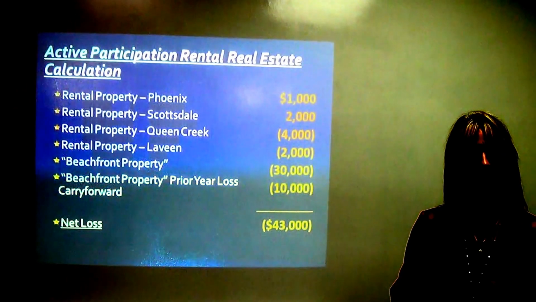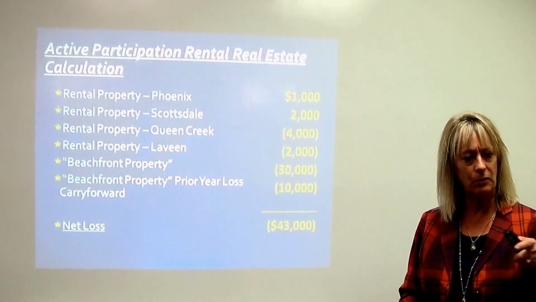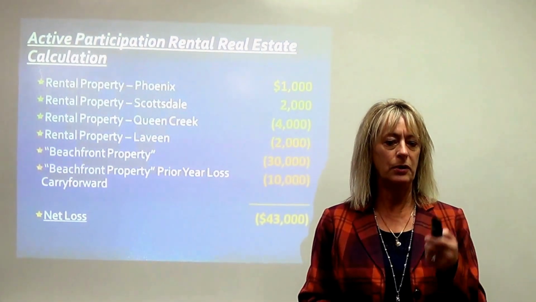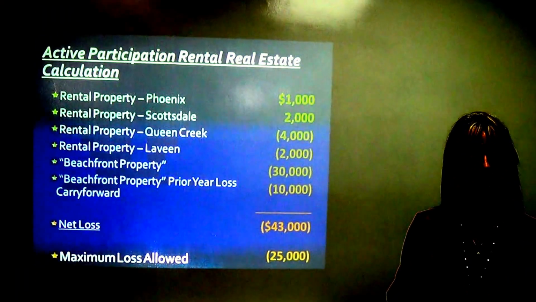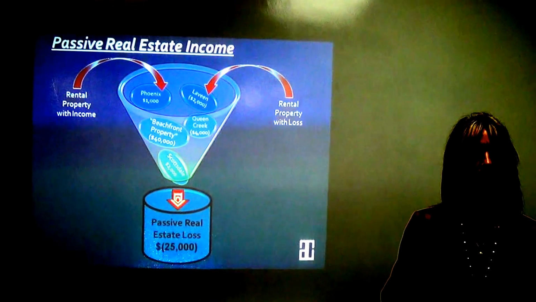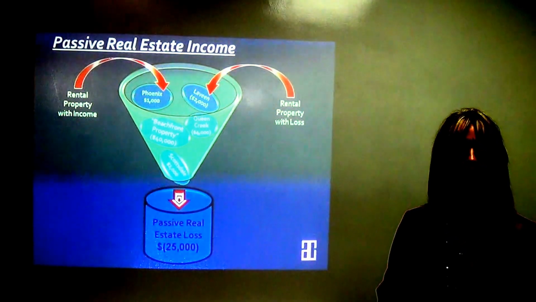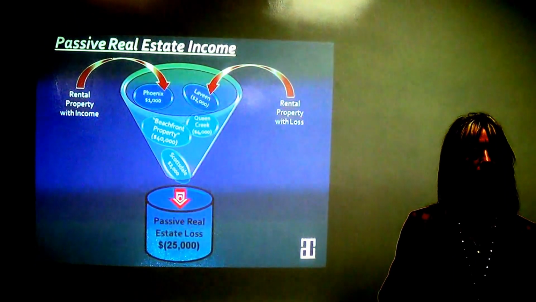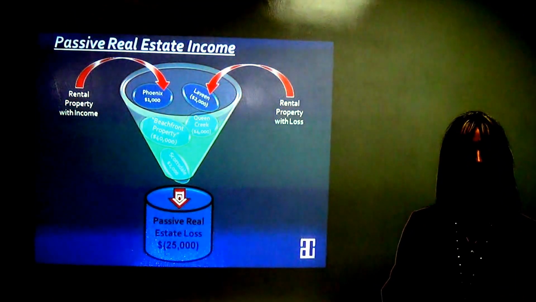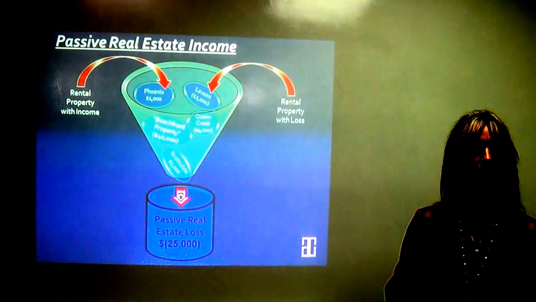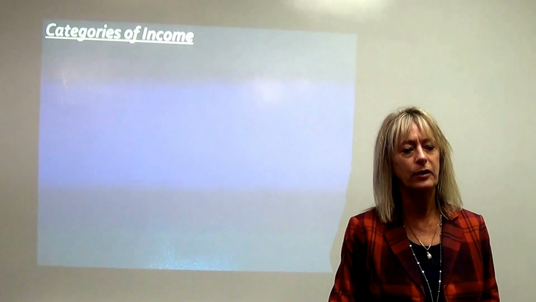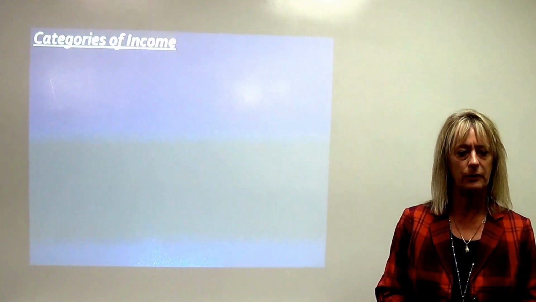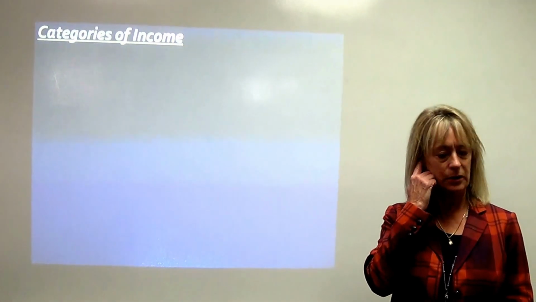Okay, you remember what the maximum you can do on a rental? What's the maximum loss? $25,000. So the maximum loss allowed is only $25,000. Here we are putting everything into the passive real estate loss bucket: rental property with a loss, rental property with income. We put all of those in one bucket and we end up with a $25,000 loss. And by the way, the rest of that carries over. You don't lose it. You never lose these losses. They just carry over until you can use them in future years. There's no limit, no expiration? No, you can continue to carry those over.